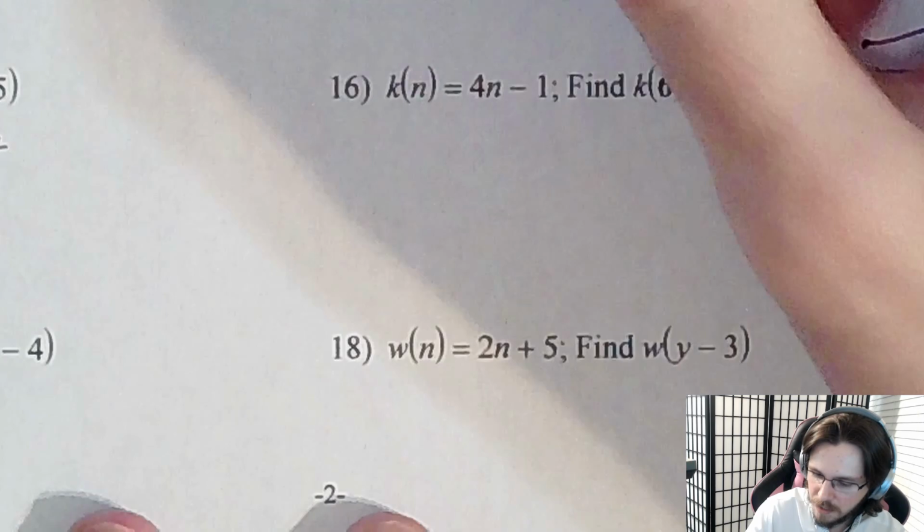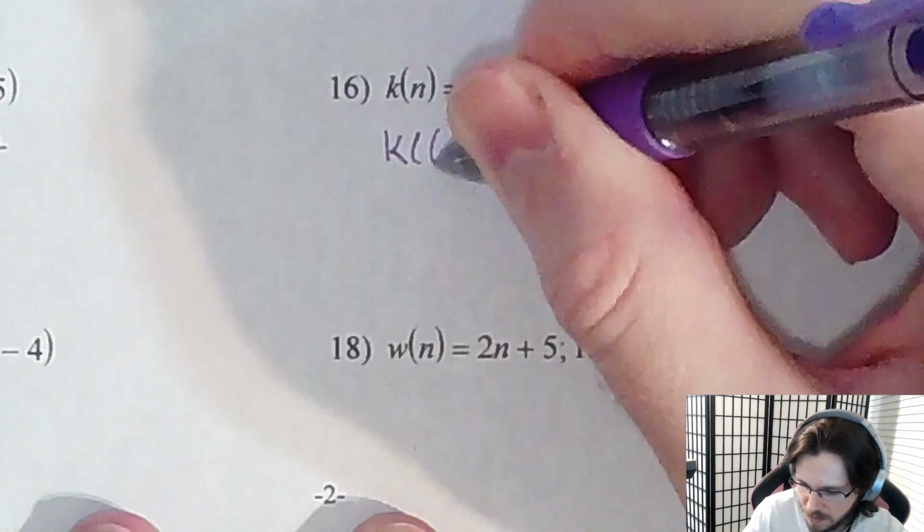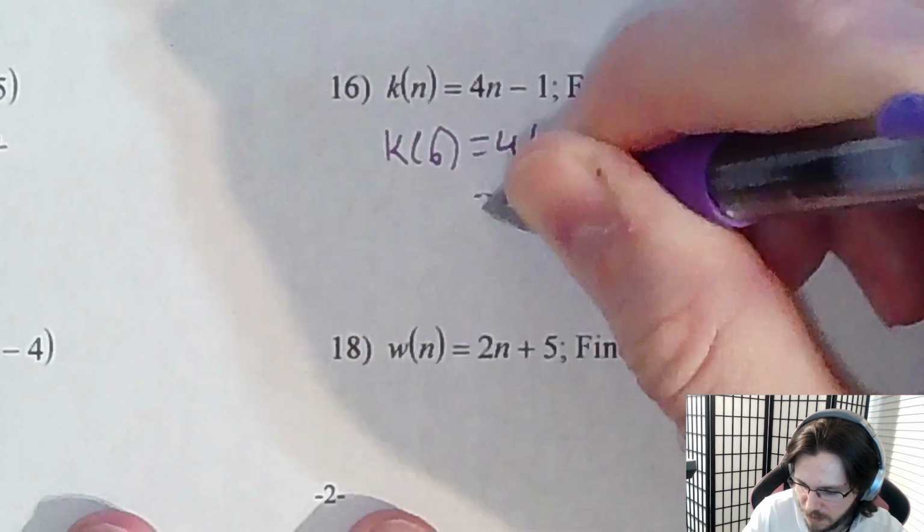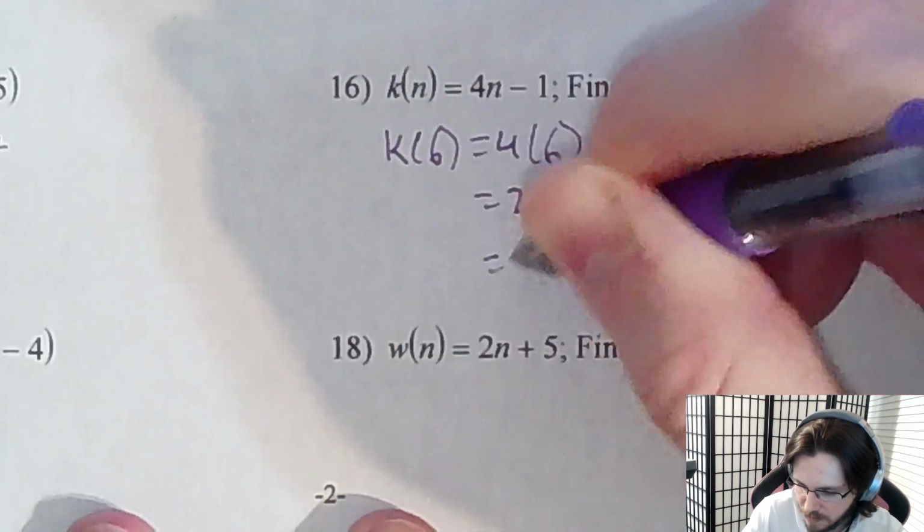Number 16 here, plug in the 6. K of 6 equals 4 times 6 minus 1. That's 24 minus 1. That's 23.